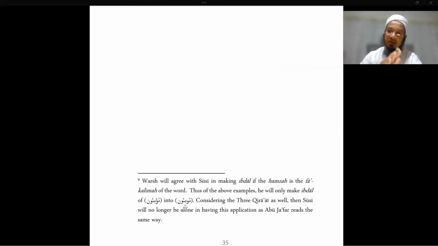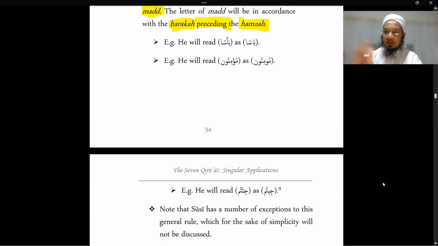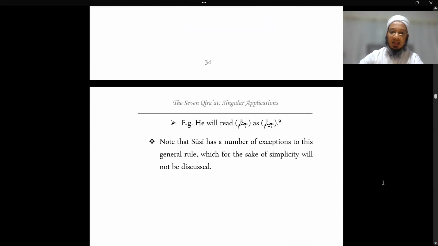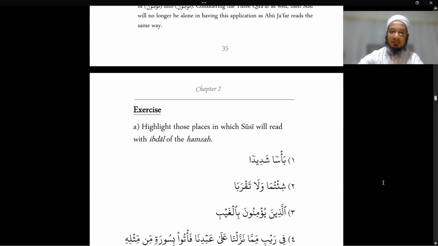If we hear it, you know exactly what it is. You narrow it down to one individual. But it's a singular application only looking at the saba'a qira'at. If you're looking at the ashra, adding in the 3 as well, then Abu Ja'far will read the same. We'll also have this particular application. So bear in mind that hearing this and narrowing it down to Susi is on condition that you know that the reciter is reciting for the saba'a and not for the ashra. There's a number of exceptions to this rule, but for the sake of simplicity, this will not be discussed.